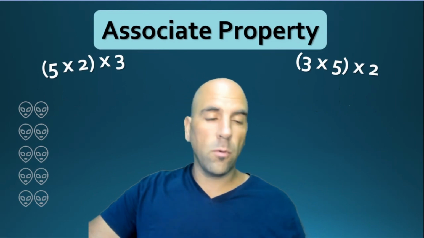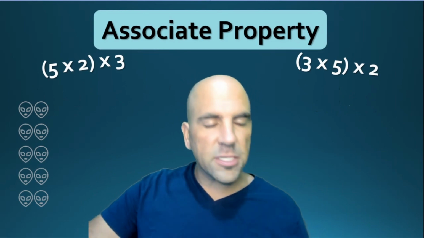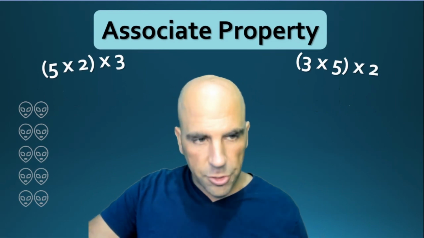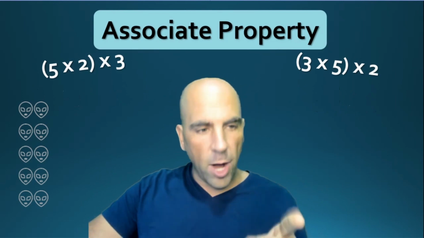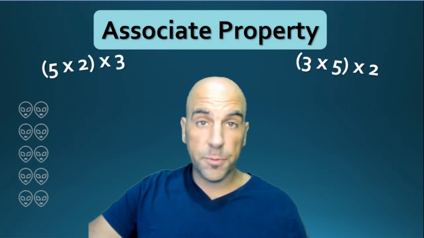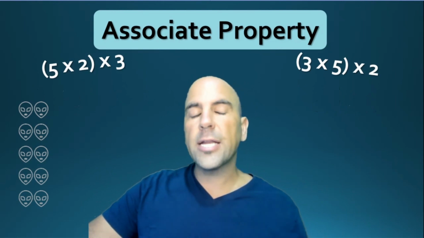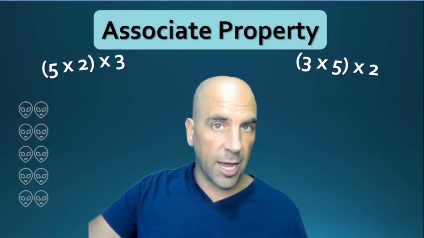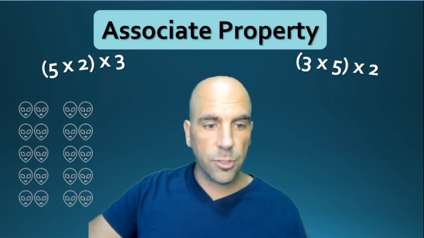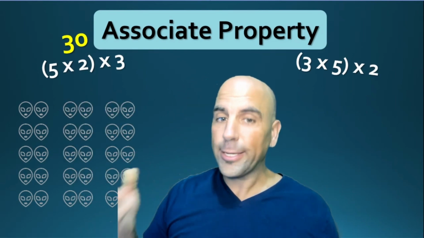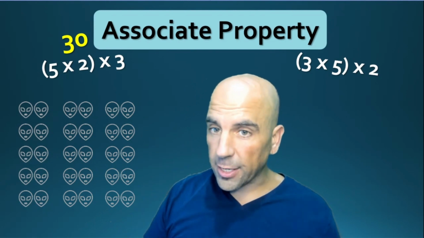All right, so I have 5 times 2 times 3. Now, 5 times 2 is first in the parentheses. So, right there, I have 5 groups of 2 aliens, and this says that I should have that times 3. So let's triple that. So there's 1, there's 2, and there's 3. And guess what? That makes 30.